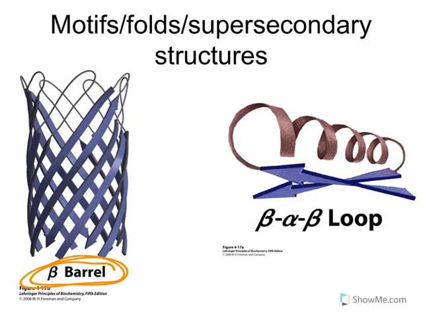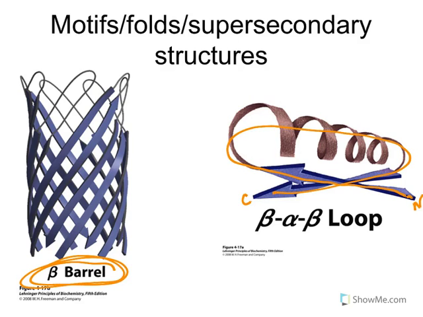Or there are times that it's just a pore. Okay, but that's a beta barrel. That's called the beta alpha beta loop because if you notice, here's the N terminus and this is the C terminus. So it goes beta strand, alpha helix, beta strand. And so you see beta alpha beta loops a lot.